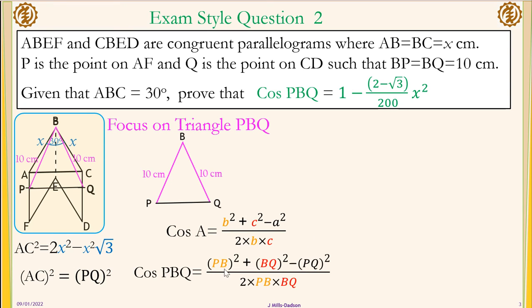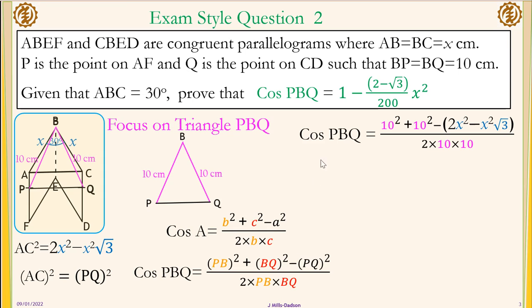So we start with BP squared plus BQ squared minus PQ squared, all divided by 2 times PB times BQ. Replacing all the important information: 10 squared plus 10 squared minus a squared, which is exactly PQ squared, the same as AC squared. So 100 plus 100, 200, minus all this expression, over 200. Now split it into 2 fractions: 200 over 200 minus (2x squared minus x squared root 3) all over 200.